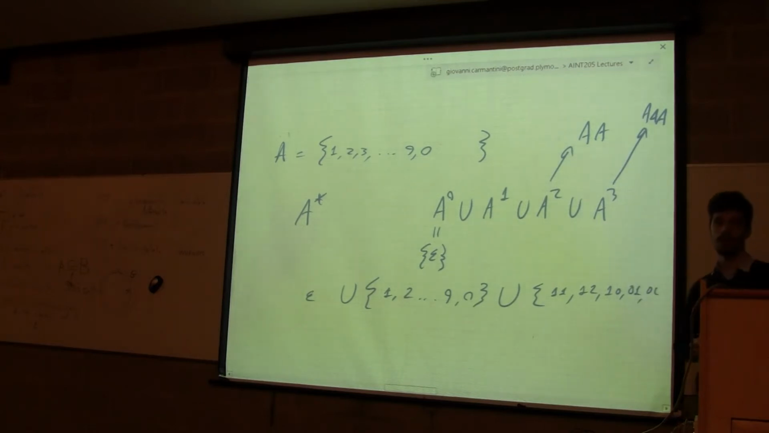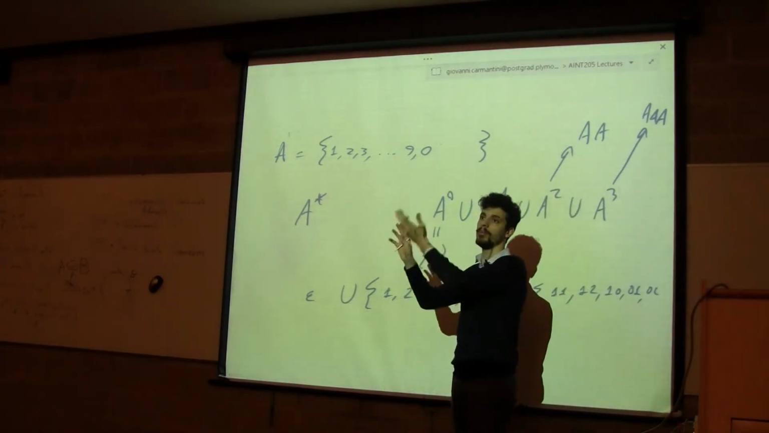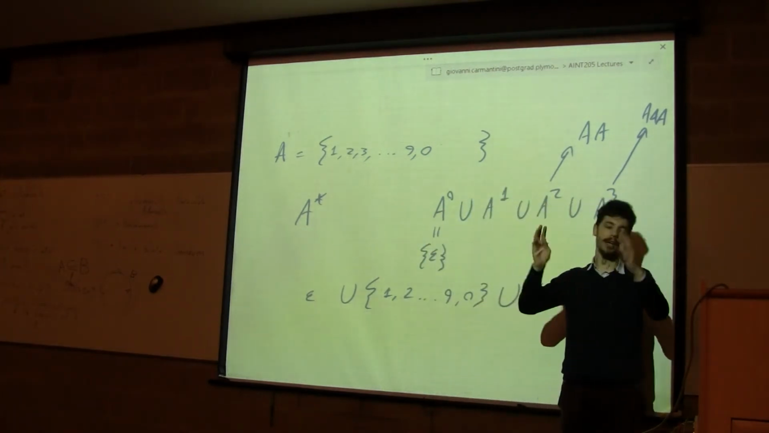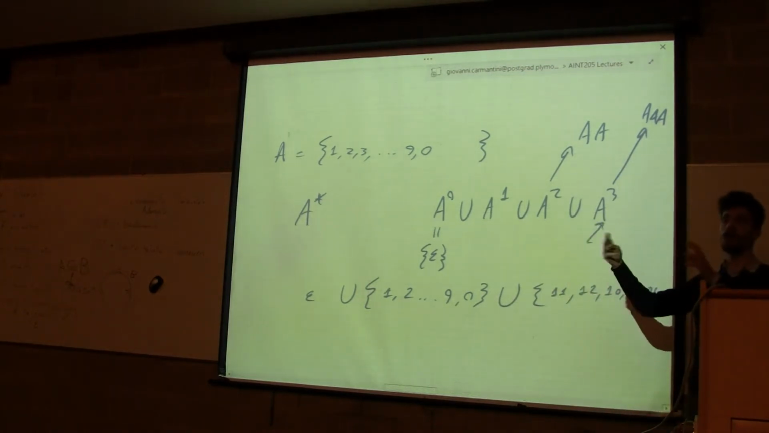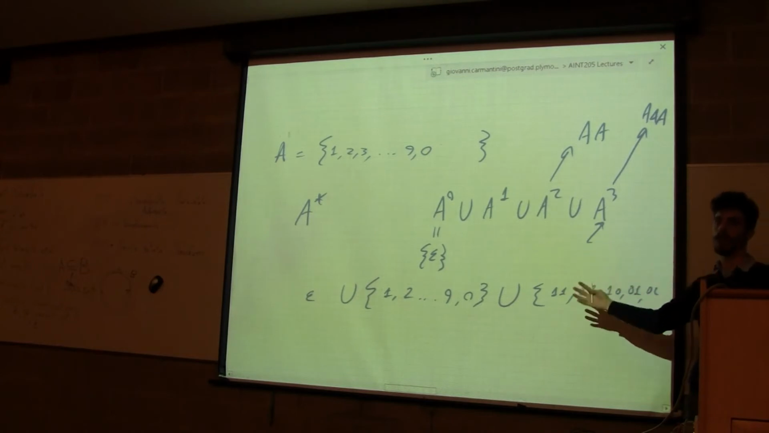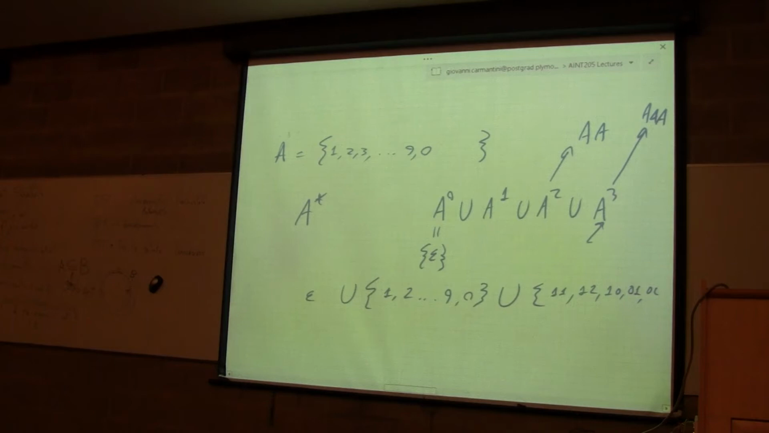You see where I'm going? So you get the elements and you combine them two by two. And you get all the possible elements of length 2. And then you get all the possible elements of length 3. And then all the possible elements of length 4. And you do the union, and that's your Kleene star.